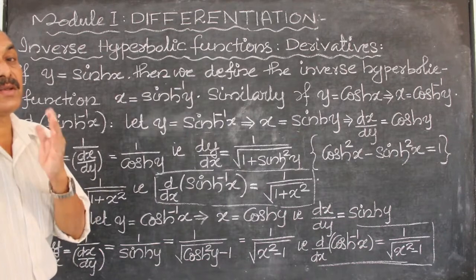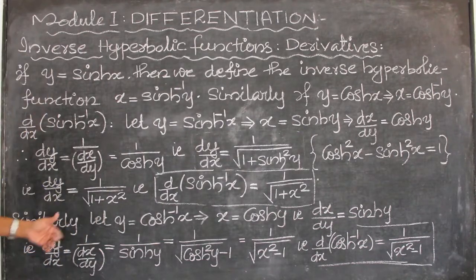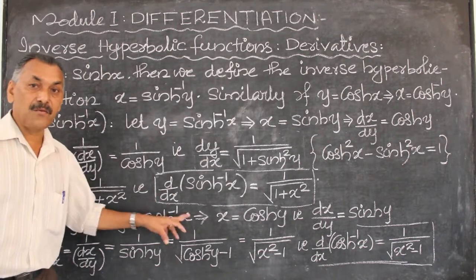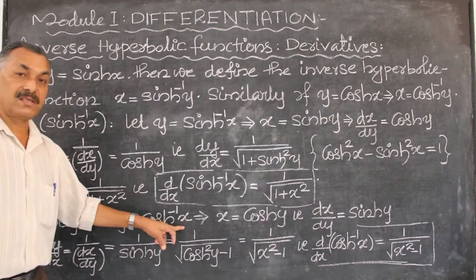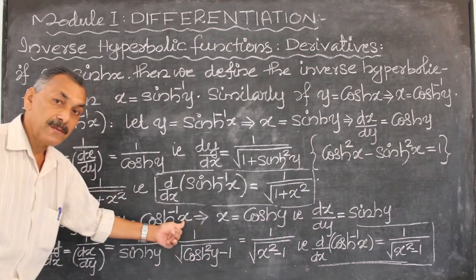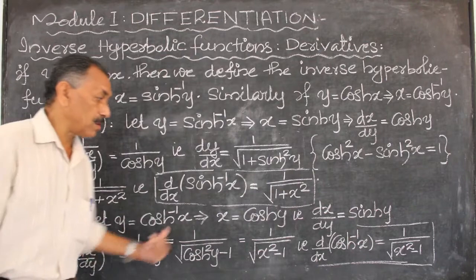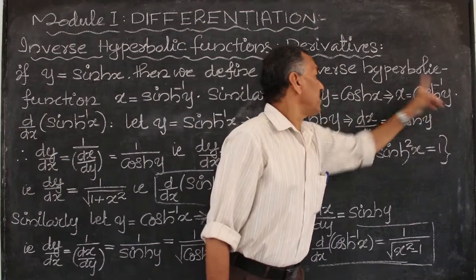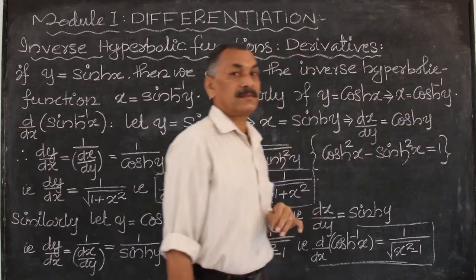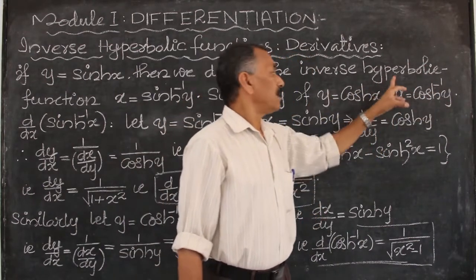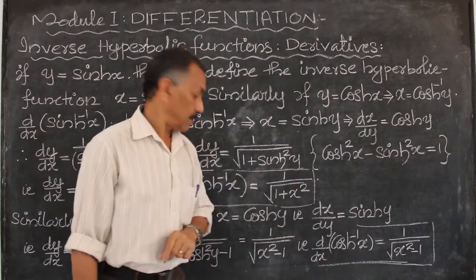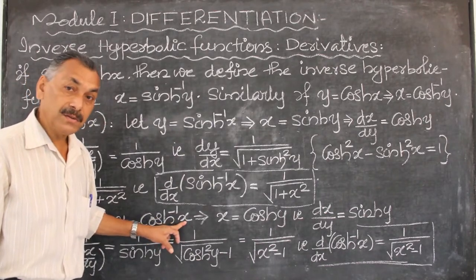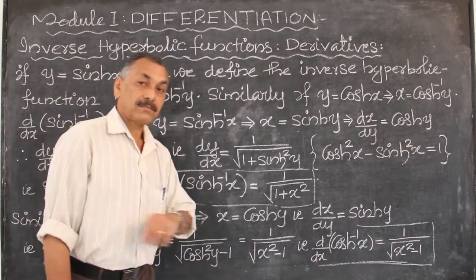Similarly, next we consider the derivative of cosh inverse x. Similarly, y is equal to cosh inverse x. dy by dx, that is the derivative of cosh inverse x. Now y is equal to cosh inverse x implies x is equal to cosh y. If y is equal to cosh x, then x is equal to cosh inverse y. But y is equal to cosh inverse x, that is x is equal to cosh y.